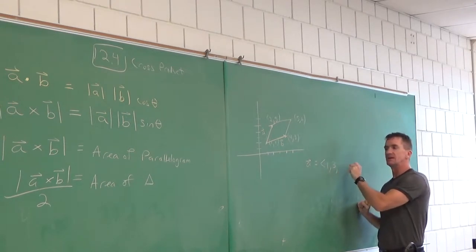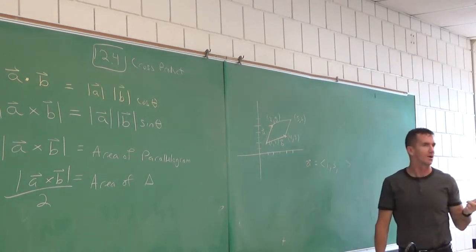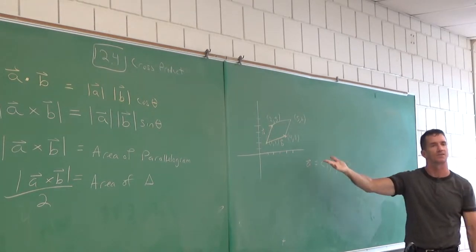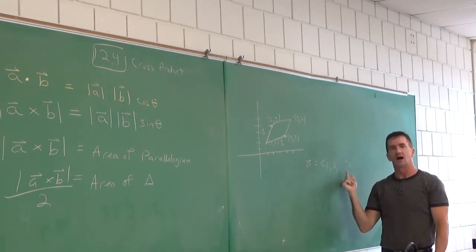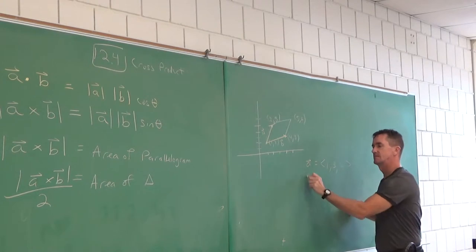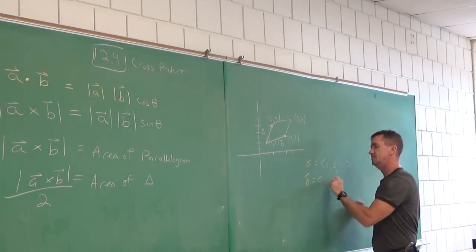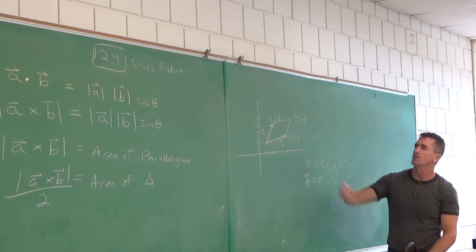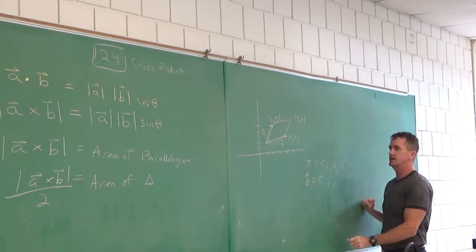Now everyone, because I'm going to do a cross product to find the area of this parallelogram, I would like to make a third component. So what would this k component be? The Z component? Zero. Now what's vector b? That's 5 minus 4, that's 1.